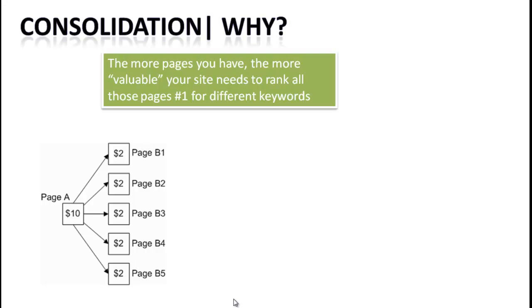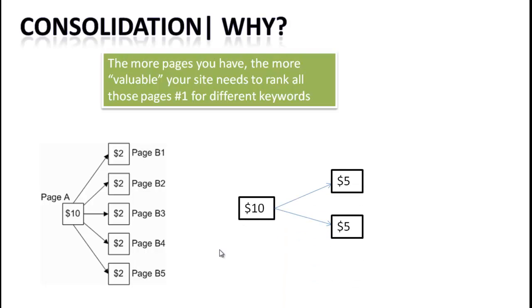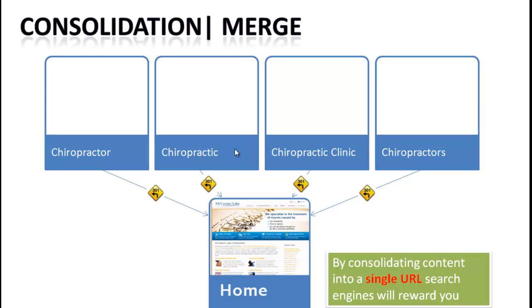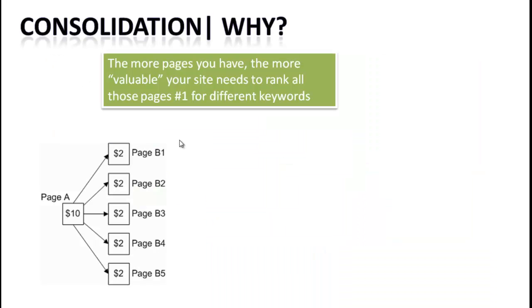And so what happens when you consolidate? Let's say you can consolidate those 5 pages into 2. Well, now instead of being worth $2, those 2 pages are more than double, worth $5 each. And let's say you're trying to rank for a keyword here. Well, you've basically more than doubled your efforts. So we can see how valuable eliminating pages and redirecting them properly is, and now they're more valuable.